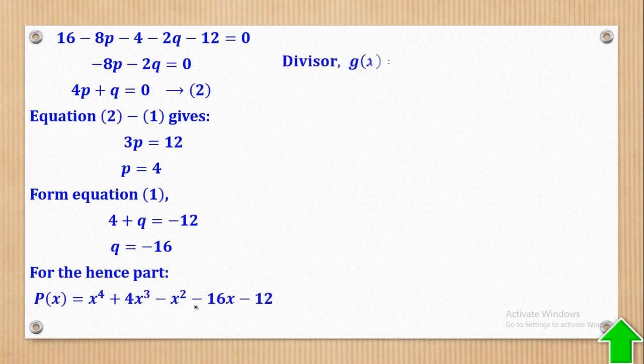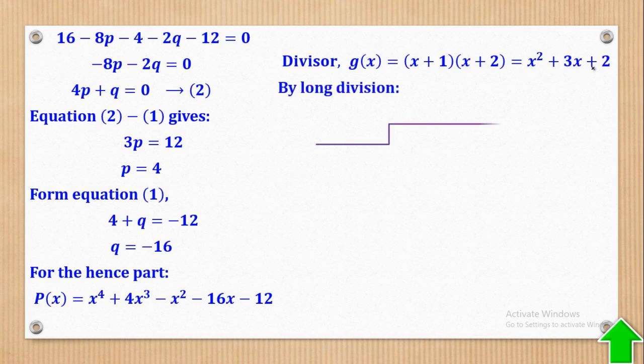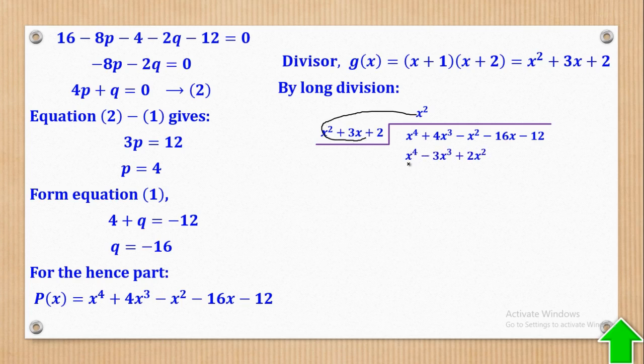Therefore, we have to do long division. The divisor will be this. So when I expand it, it will become that. So now that I have the polynomial and the divisor, I can carry out long division. Put the divisor here, put the polynomial here. So in the division, this divided by this gives you x squared. Then x squared multiplied by the divisor throughout will give you that line. Therefore, when I subtract the two, I'll come up with that.